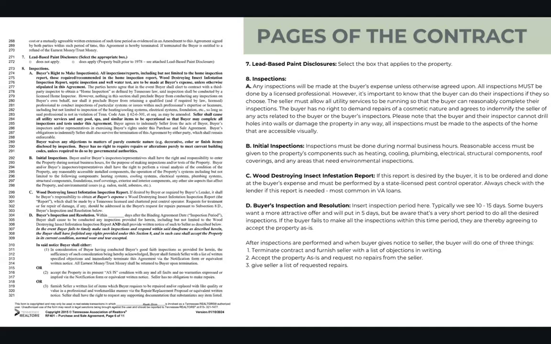So insert the inspection period here. Typically, we see 10 to 15 days. Some buyers want a more attractive offer and will put 5 days, but please be aware that that's a very short time period to do all of the inspections. So if the buyer fails to make the inspections within this time period, they are therefore agreeing to accept the property as is. After inspections are performed and when the buyer gives notice, the buyer will do one of 3 things.